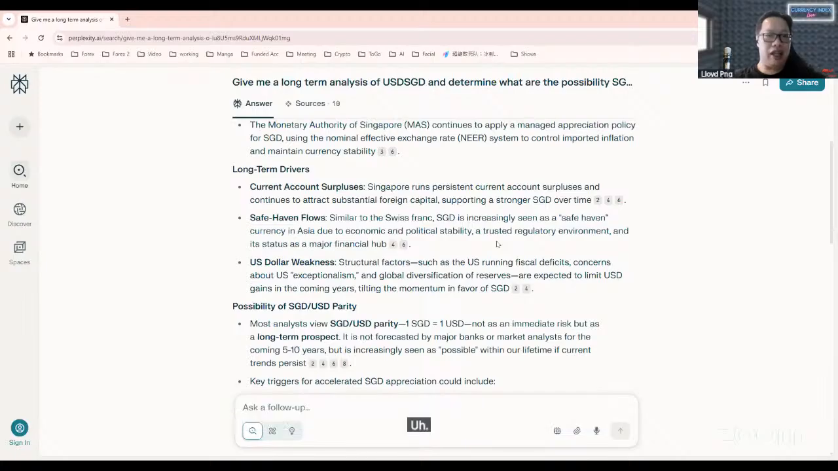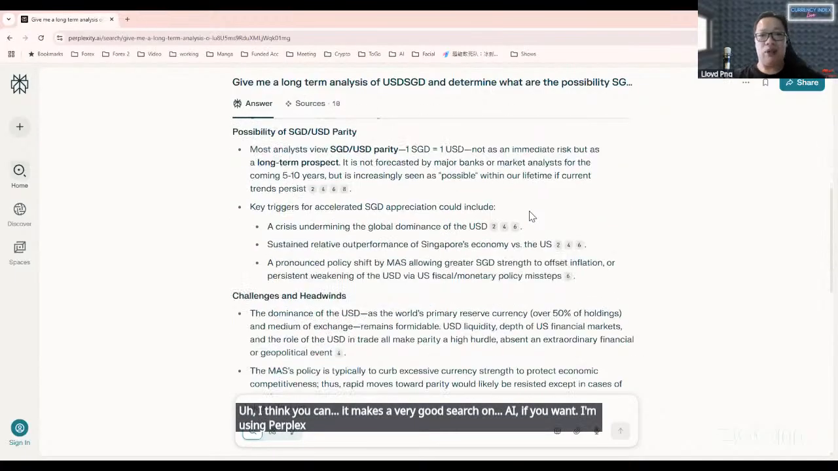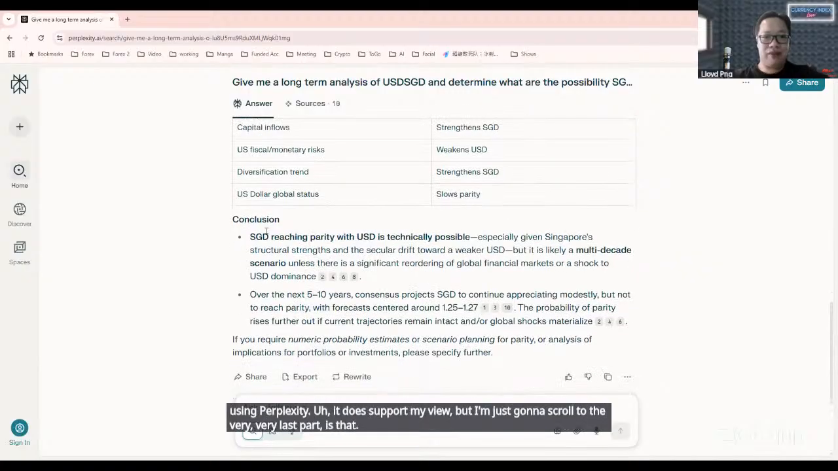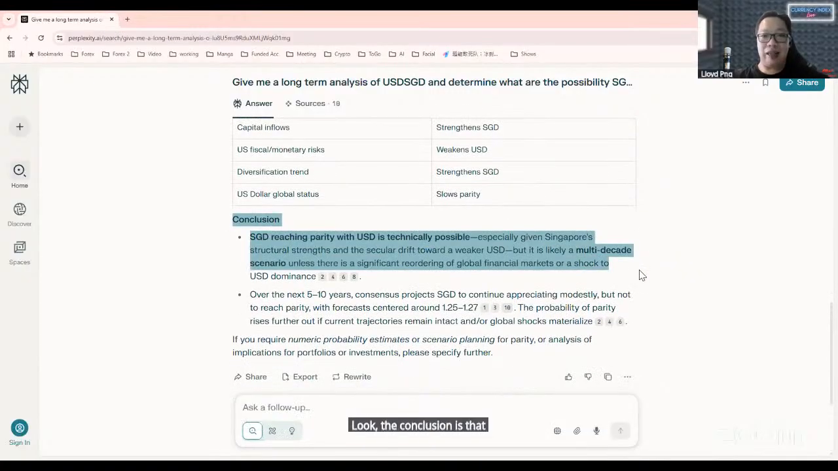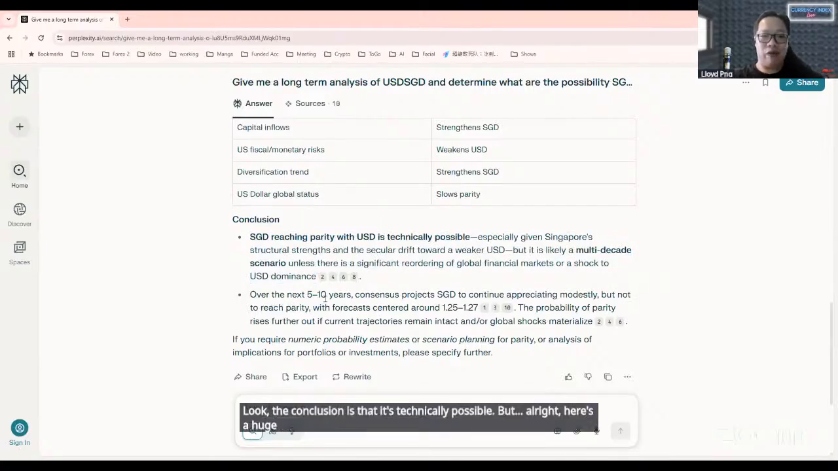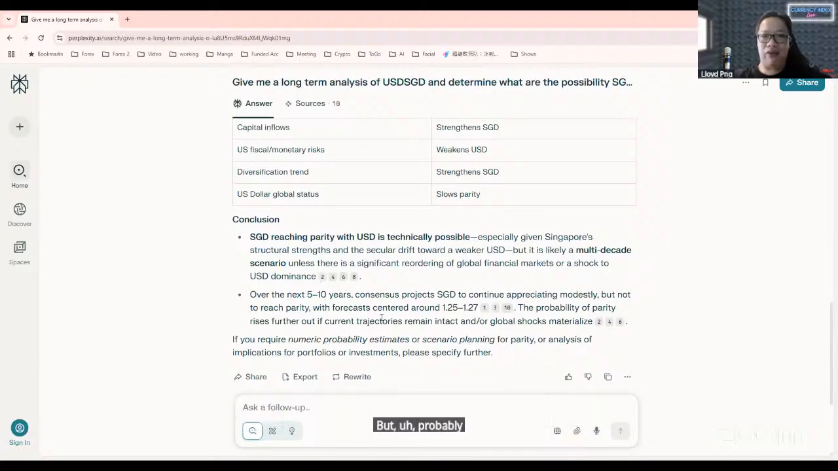I think it makes a very good search on AI if you want. I'm using Perplexity. It does support my view. I'm just going to scroll to the very last part. Look, the conclusion is that it's technically possible. But, all right, here's a huge but. Over the next 5 to 10 years, not really, but probably several decades, there's a good possibility.